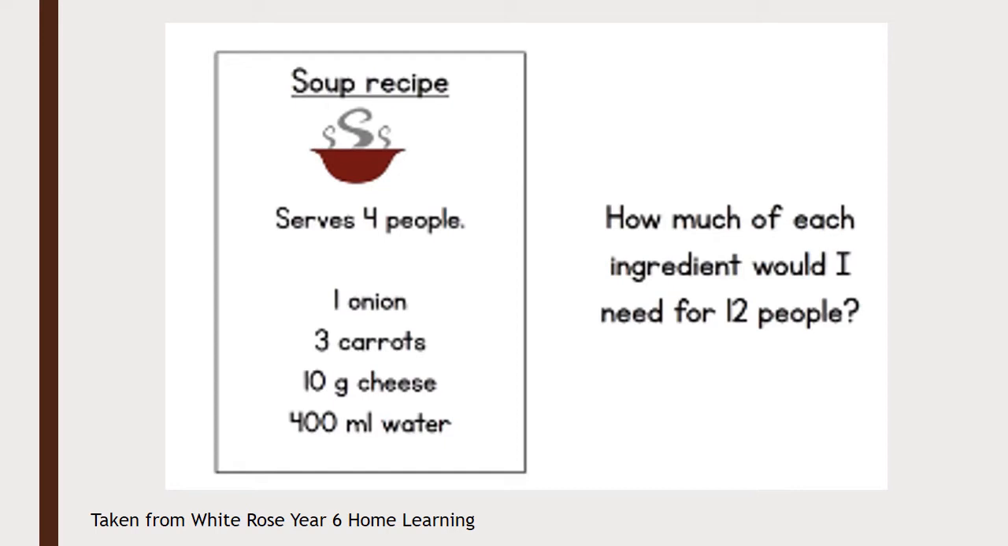So we know that if it's for 4 people, we need 1 onion. If it's for 12 people, how many onions would we need? Well, first of all, we have to look at the relationship between the number 4 and the number 12. How many times greater is the number 12 than the number 4? That's right, it's 3 times greater. So 4 times 3 equals 12. Once we know that, we can use that to help us with all the rest of our ingredients. So pause the video and write down how much of each ingredient would be needed for 12 people.